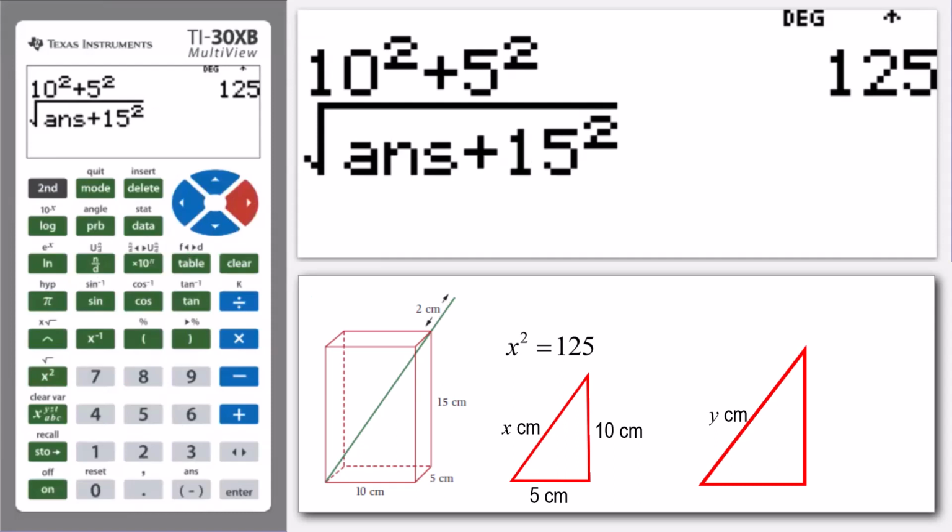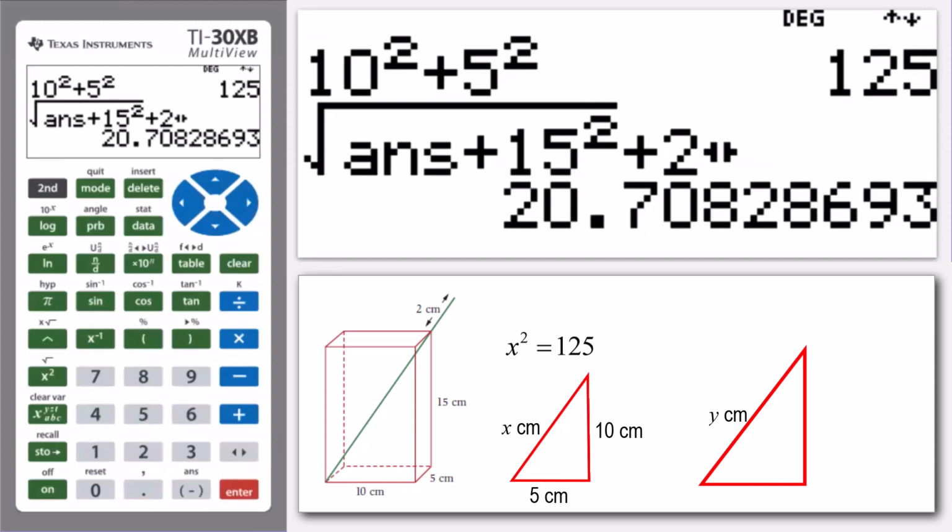Now remember, we had to add 2 centimetres because the straw is sticking out by 2 centimetres out of the box, so we go plus 2. Now the question asks us to express our answer correct to 1 decimal place. First of all, we can now press the toggle key, which is going to give us an answer in decimal form. Then press enter, and we end up with a length of straw of 20.708, etc. centimetres. So correct to 1 decimal place, the length of the straw is 20.7 centimetres.